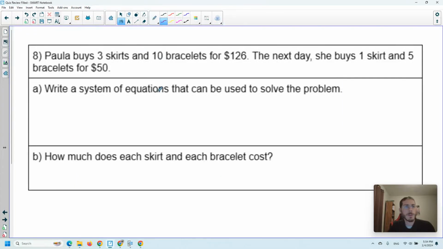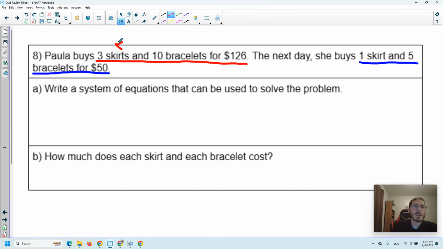All right, we're back. Found the typo, so that's okay. But anyway, we're going to do number 8. So number 8, it says Paula buys 3 skirts and 10 bracelets for $126. So what we want to do is come up with an equation that models our first piece of information, since we have to write the system of equations. The next day, she's going to buy 1 skirt and 5 bracelets for $50. So we're going to need a second equation to model that. So it's not too bad.